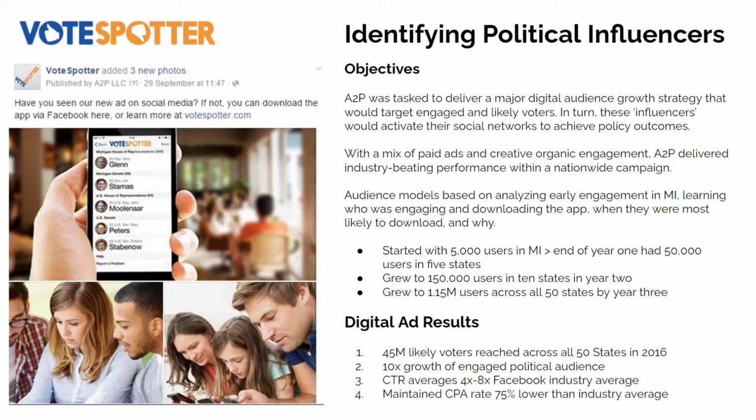Sometimes you get a little too much information from your analytics, but this helped us understand when we wanted to serve our ad and who we wanted to see it and to get the desired outcome, which was to download the app.